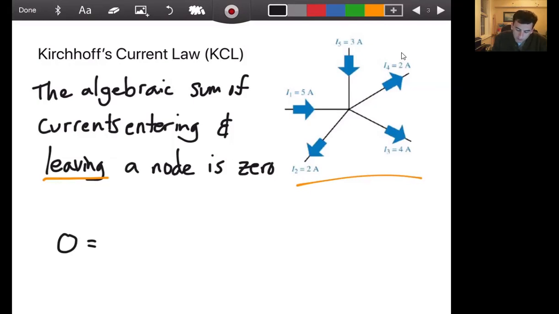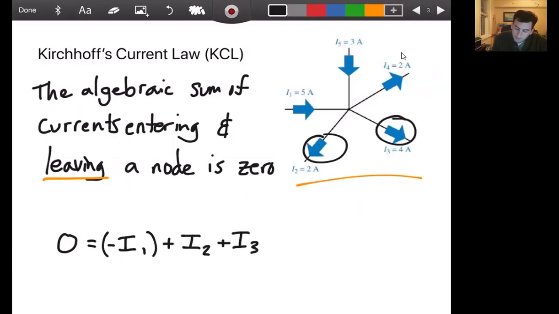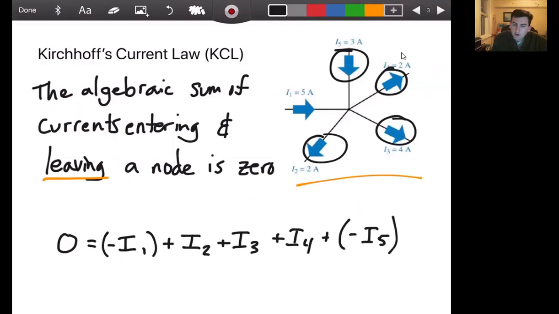And we discussed earlier that we were going to be talking only about those currents leaving. So in order, we note that I1 is actually entering, so we give it a negative sign. I2, we note, is leaving, so we leave it as a positive. I3 is also leaving, positive sign. I4, leaving. I5, entering, negative sign. That's our basic nodal equation via Kirchhoff's current law.